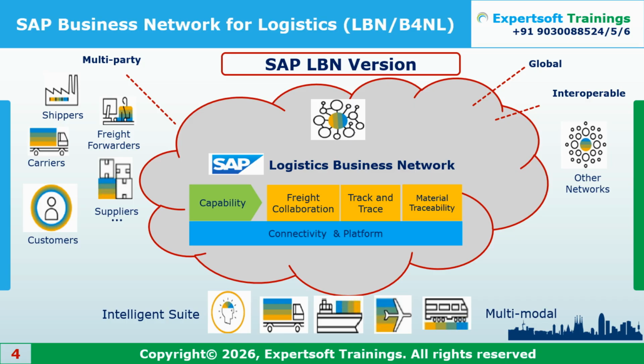Okay. So how will it collaborate or integrate with the partners? Partners meaning shippers will have communication. Carriers will communicate. Freight forwarders, your suppliers. So this LBN will collaborate with the shippers, freight forwarders and carriers for the purpose of your freight collaboration and track and trace. Okay. So this is how BN4L integrates with the shippers, carriers and freight forwarders.